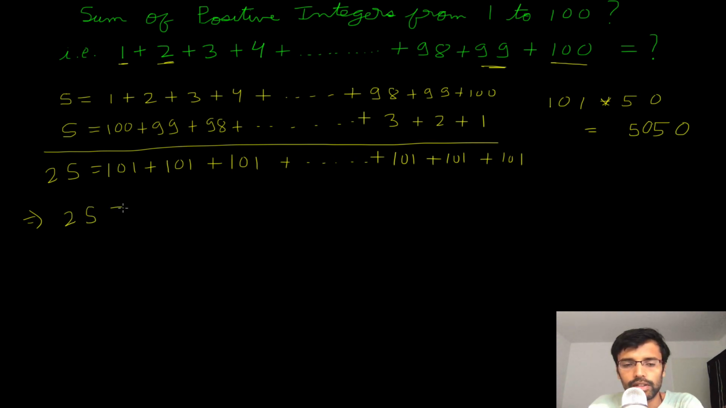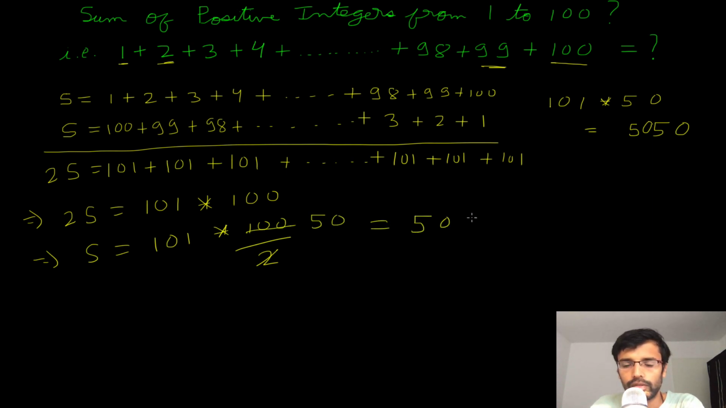Therefore 2s is equal to 101 times 100, or s is equal to 101 times 100 divided by 2, or this is 50, and this is equal to 5050. So either you could directly think of this in this way, or you could think of this sum on this line. Okay, so now let us ask one more general question.